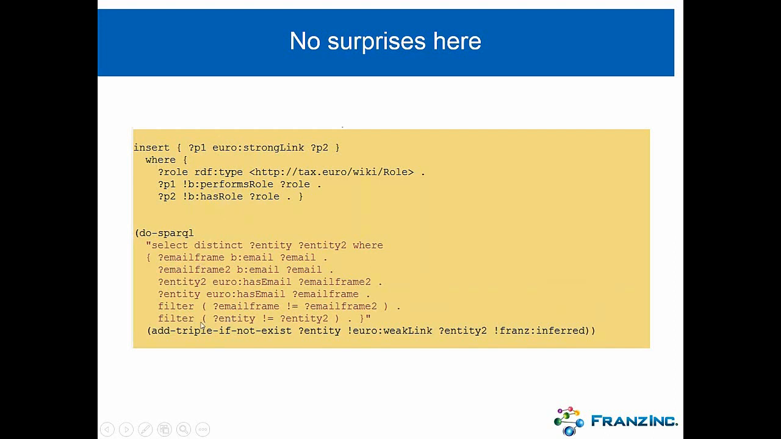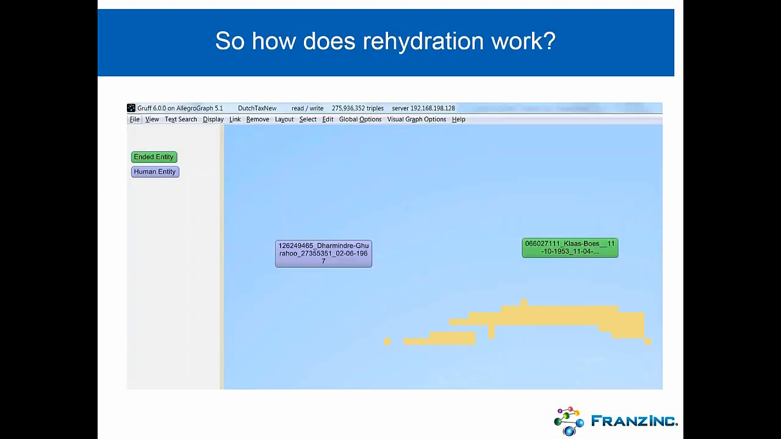It gets a little bit more complicated when we have, say, a connection through emails, because we'll find so many links that we embedded this in a little Lisp fragment, or we could do the same thing in a JavaScript fragment where we do the SPARQL query, and then we say add a triple if not exist, because otherwise we get too many duplicates. And then entity has a weak link to entity 2. And we make sure that the 4th element is an inferred flag, so if we want to delete it later, we can just throw it away.